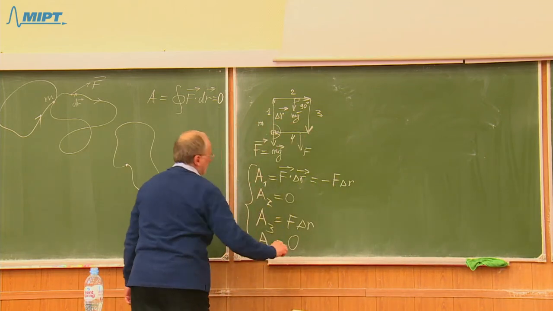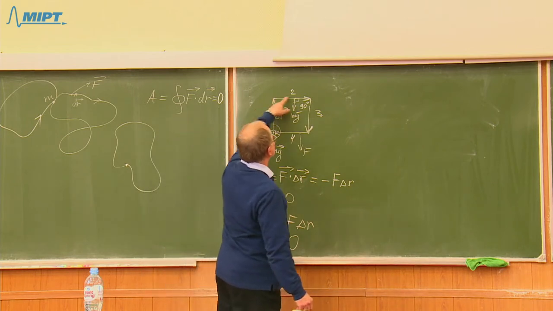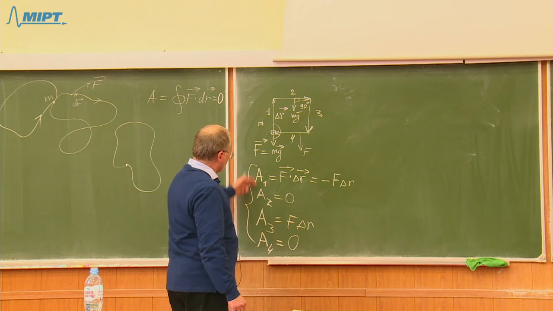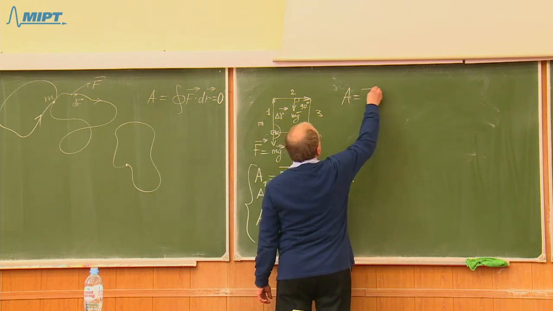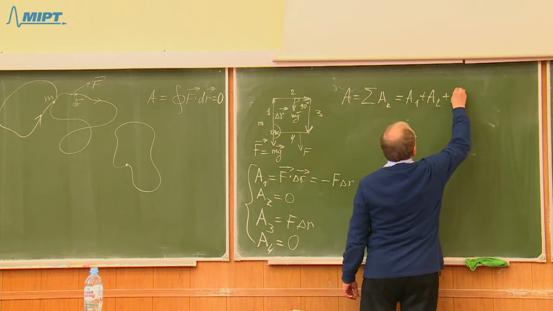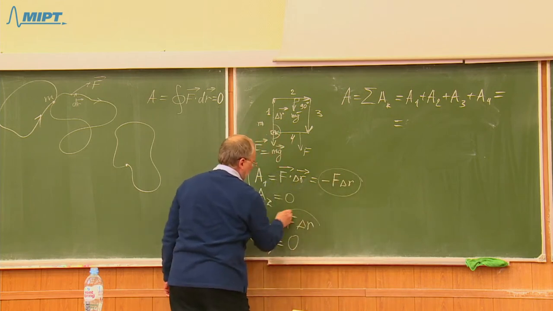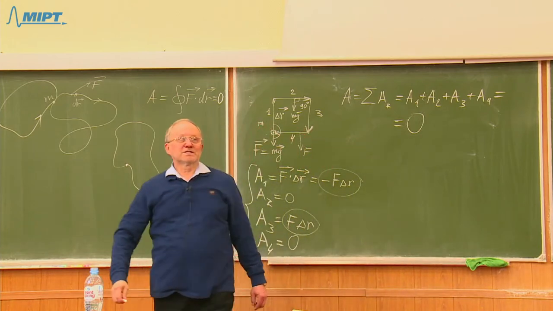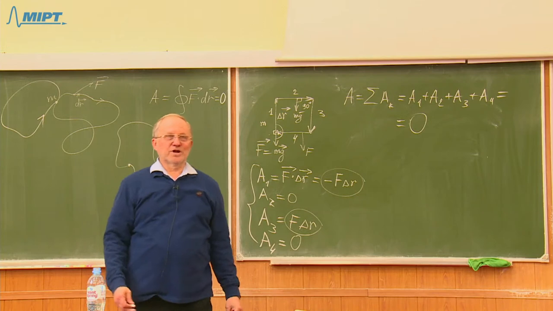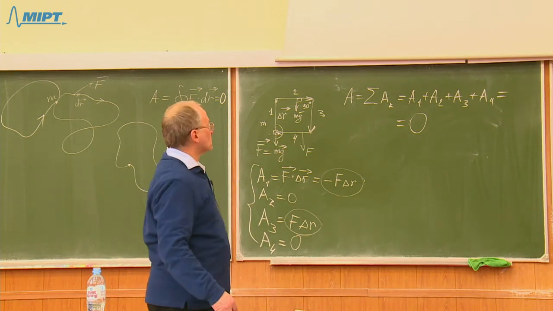So the total work must be the sum of all works, what is written here. This is the integral taken along the curved path. That is the sum of all works performed when we move along the closed path. The total work, which will be A1 plus A2 plus A3 plus A4, will be equal to what? 0 and 0 and minus F delta R and plus F delta R, that will be 0. So in the uniform field of gravity, if we move a body along a closed trajectory and if we end at the same point where we started, then the total work performed by the forces of gravity will be 0.